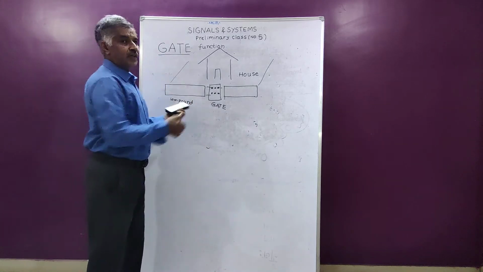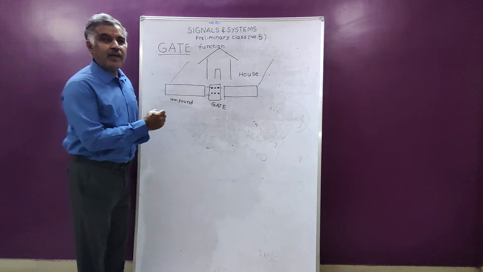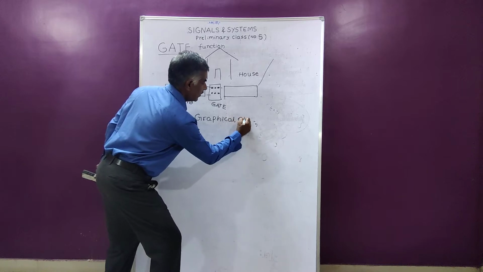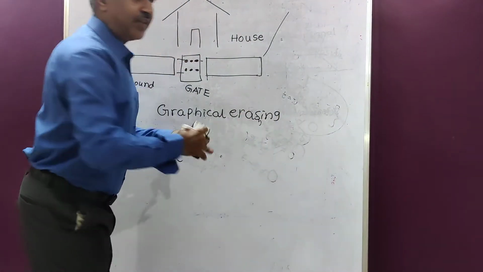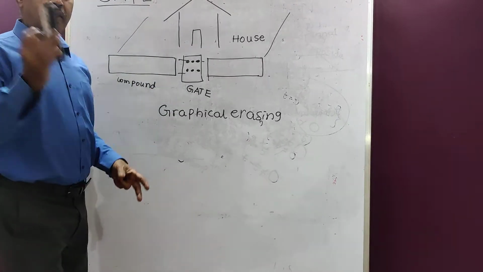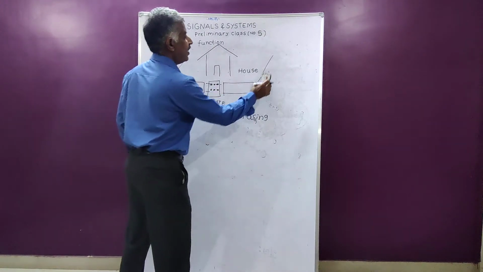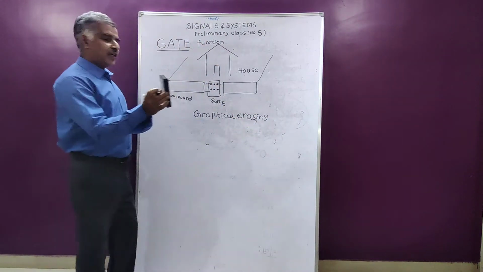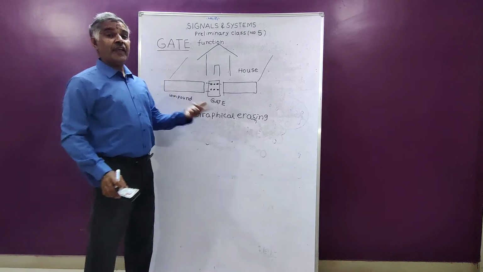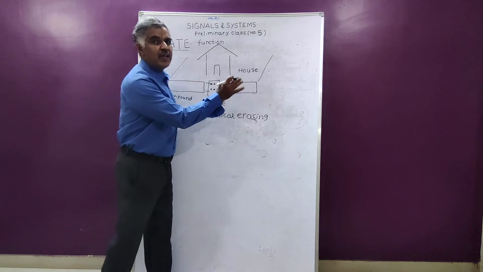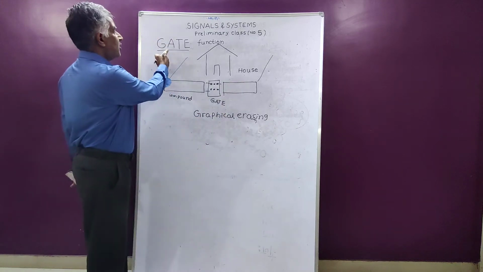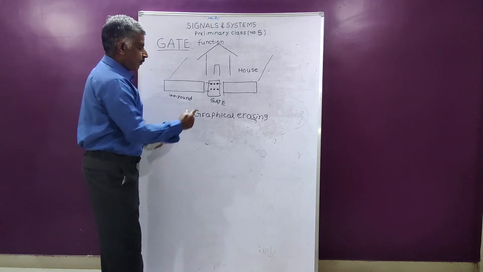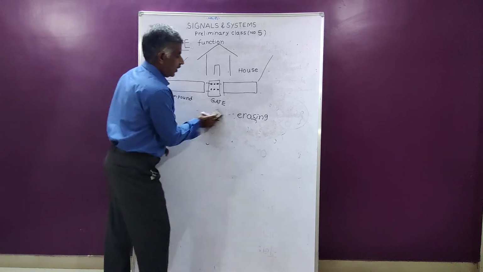The application of the gate function is graphical erasing. You know what is erasing? Erasing means to rub, to remove. So here, if I have an eraser, I can rub any writing. I can make the writing vanish using this eraser. So graphically, mathematically, if you have to erase any portion of the graph, you require a function called gate function. So gate function is used for graphical erasing. Now I will give an introduction to gate function.